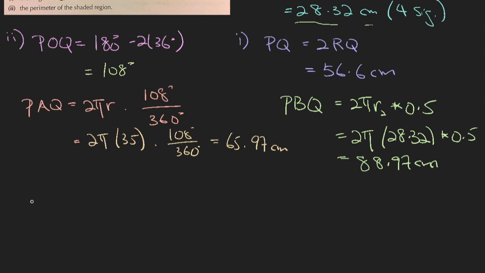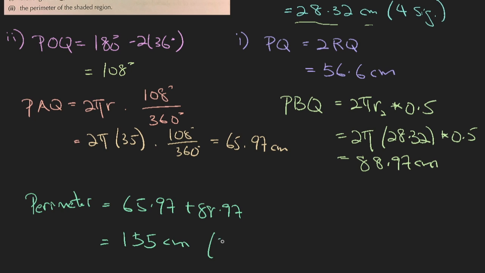So finally, the perimeter is simply 65.97 plus 88.97 cm, which is 155 cm. 3 significant figures.